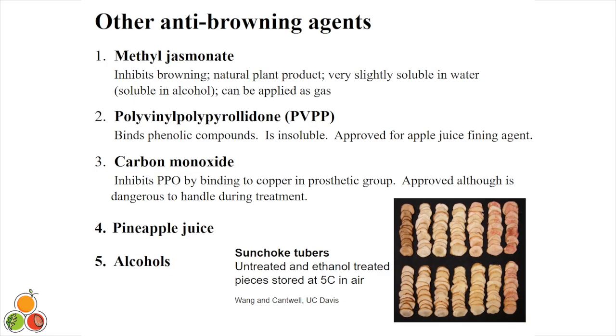Then there's a host of other anti-browning agents, and these have been reported in the literature. One is methyl jasmonate. Another is pineapple juice. It's very acidic, and so that's been used. We did some work using ethanol on our cut sunchokes here, and bingo, wow. We could come up with some treatments there that really prevented the browning, right? That's not a commercial treatment, no, but it worked, okay? So the point here is that carbon monoxide, pretty dangerous though for us, right?